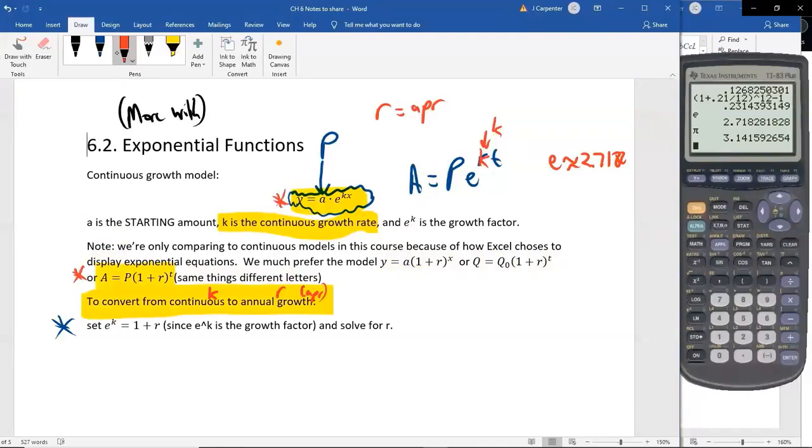Instead of compounding every snap of a finger 10 billion times, 10 trillion times, it's compounding just once per year. So remember in the last section what we were just doing, we were going between APR and APY. Same idea here. We're going between APR and APY. It's just a different formula. This is just another formula to go between an APR and an APY. It's just instead of compounding a certain number of times per year, we're compounding infinitely many times in a year. So this right here is the formula to go from an APR to an APY.